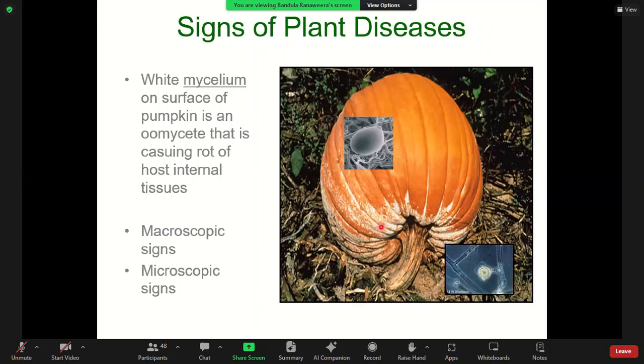See, on this cucurbitaceae fruit, a pumpkin, on the surface, a white color, powder-like structure is developed. So that is actually a sign of a plant disease. There can be macroscopic signs that are visible using our naked eye, or there can be microscopic signs that are visible only through a microscope or some other device.